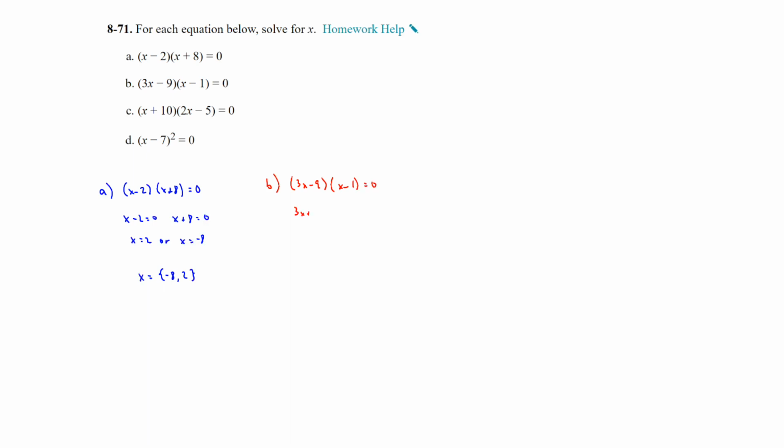Set your factors equal to 0 using, once again, the zero product property. Add 9, divide by 3, x is equal to 3, and then x minus 1, we just add 1, and we get 1. So x is equal to 1, or x is equal to 3, or x is equal to {1, 3} written this way.